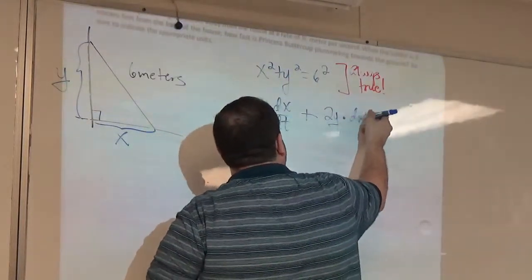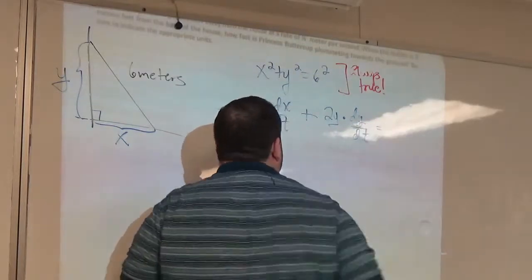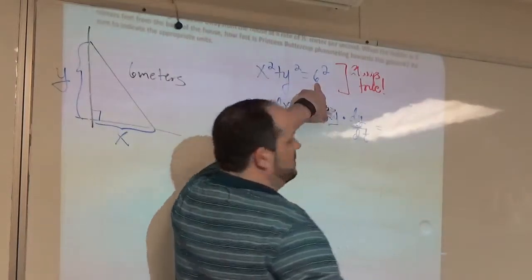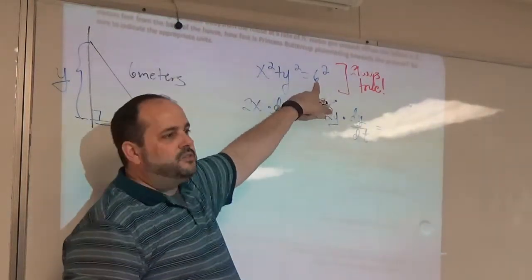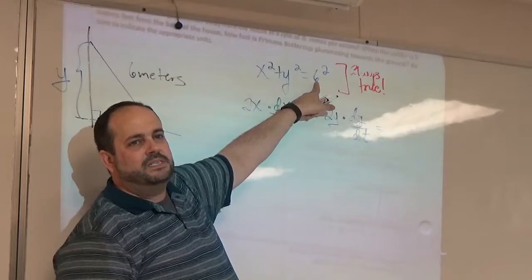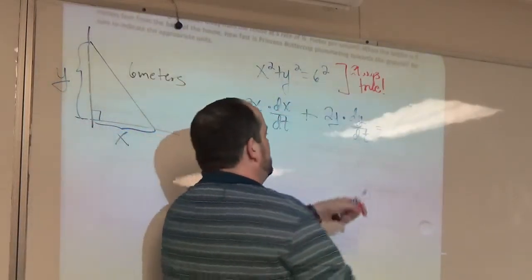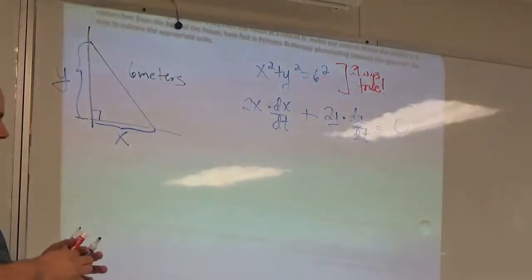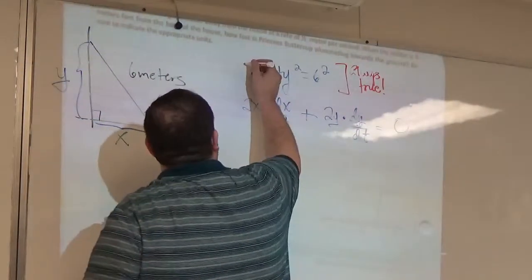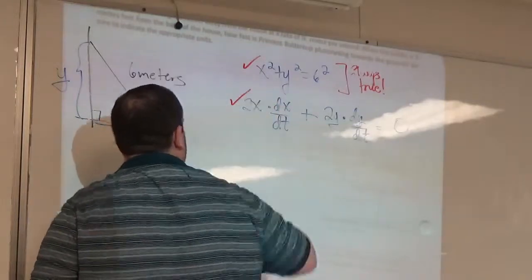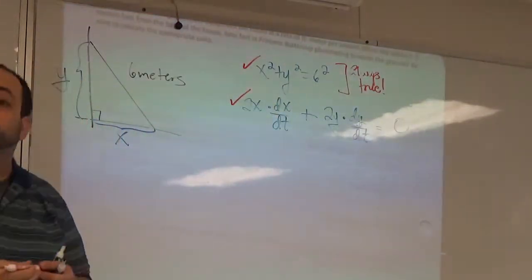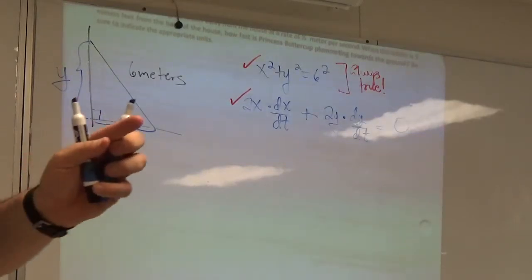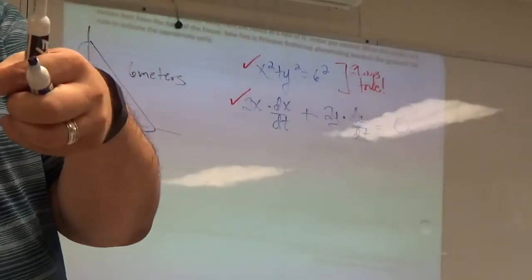2y dy/dt equals the derivative of 6 squared. Oh my gosh, I was afraid somebody was going to say 2 times 6 times d6/dt. How about just 0? So that's the derivative. If I'm scoring this, it's probably 1 point for coming up with the original equation, 1 point for finding the derivative.